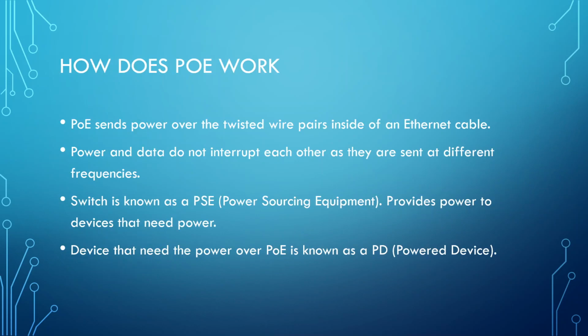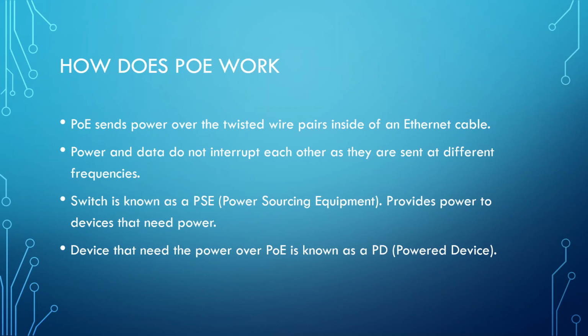So how does Power over Ethernet work? Simply put, we just send power down the twisted wire pairs inside of an Ethernet cable. Now I know what you're thinking. Okay, Abdul, could that interfere with the data signals or the traffic that we're sending? And the answer is no. The reason is that power and data both transmit their signals at different frequencies. Power is transmitted at a lower frequency than data, so there can be no clash, no interference, which means we can support power and data over an Ethernet cable.